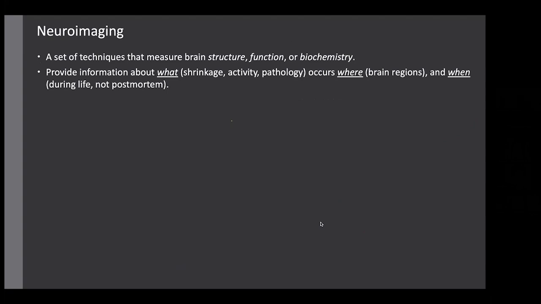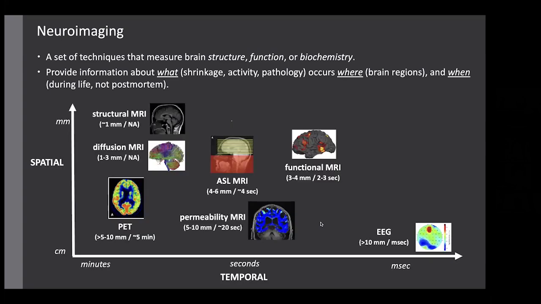And importantly, neuroimaging is unique in that it provides information about what is happening in the brain. For example, it's shrinking, it's more or less active. It shows where it's happening in the brain. So this is distinct from biomarkers we can get from, say, the plasma or the cerebral spinal fluid. And it also tells us when in life it's happening. So this is in contrast to postmortem markers, which can only be taken at one point after life. Neuroimaging can be conducted multiple times throughout somebody's life.